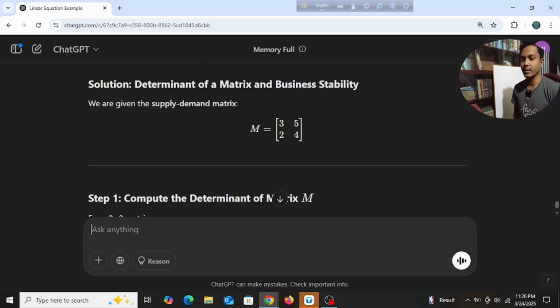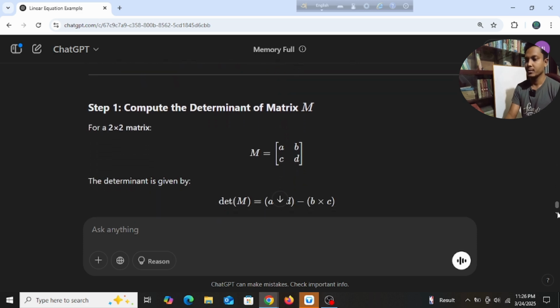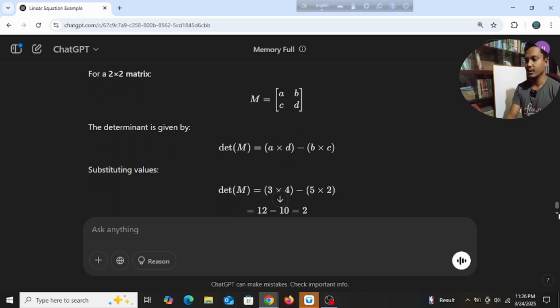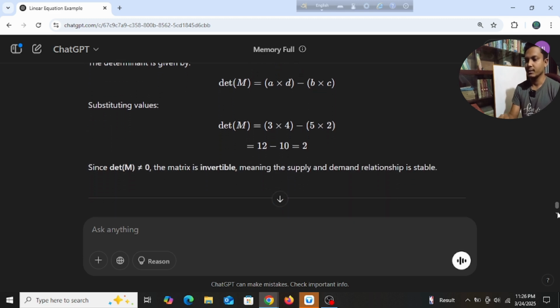So you can see the solution here. A determinant of a matrix and business stability. We are given the supply demand matrix here. Compute the determinant of matrix M. We know the formula, right? That means A into D minus B into C. In our case, 3 into 4 minus 5 into 2, so 12 minus 10 equals 2.